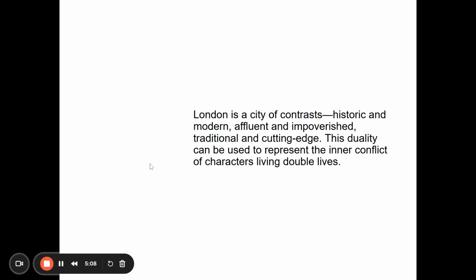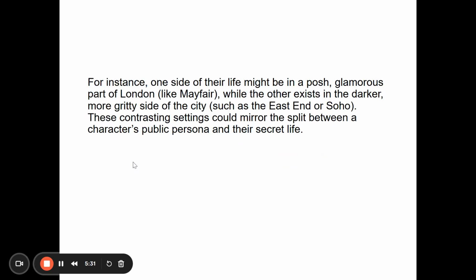London is a city of contrasts, historic and modern, affluent and impoverished, traditional and cutting edge. This duality can be used to represent the inner conflict of characters living double lives. For instance, one side of their life might be in a posh, glamorous part of London like Mayfair, while the other exists in the darker, more gritty side of the city, such as the East End or Soho. These contrasting settings could mirror the split between a character's public persona and their secret life.